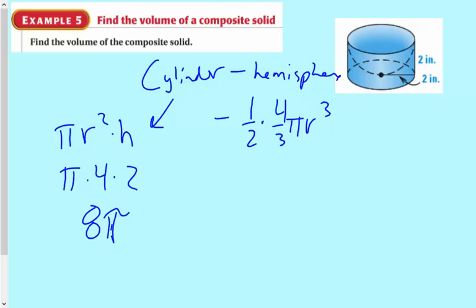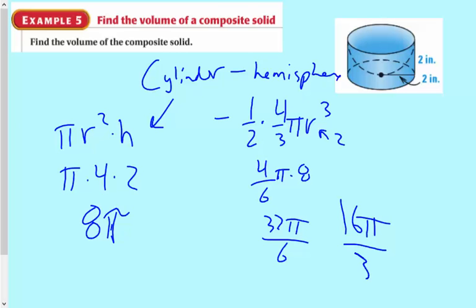So r cubed is 8, so 1 times 4 is 4, 2 times 3 is 6, and then pi, and then 8, because the radius is 2. Okay, so I have 32 pi over 6, and that reduces to 16 pi over 3. So my final answer is whatever this may be. And there you go. So that's basically it.